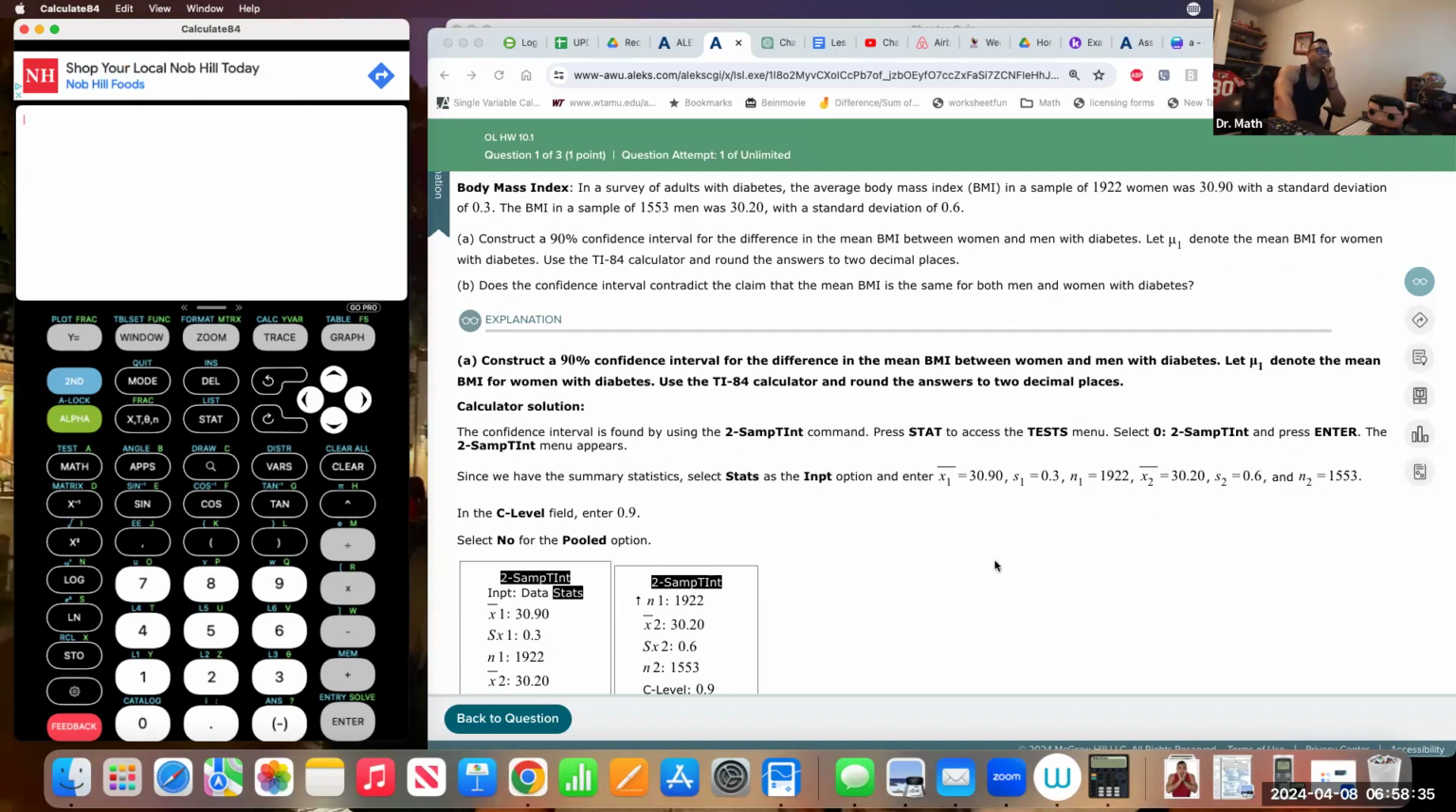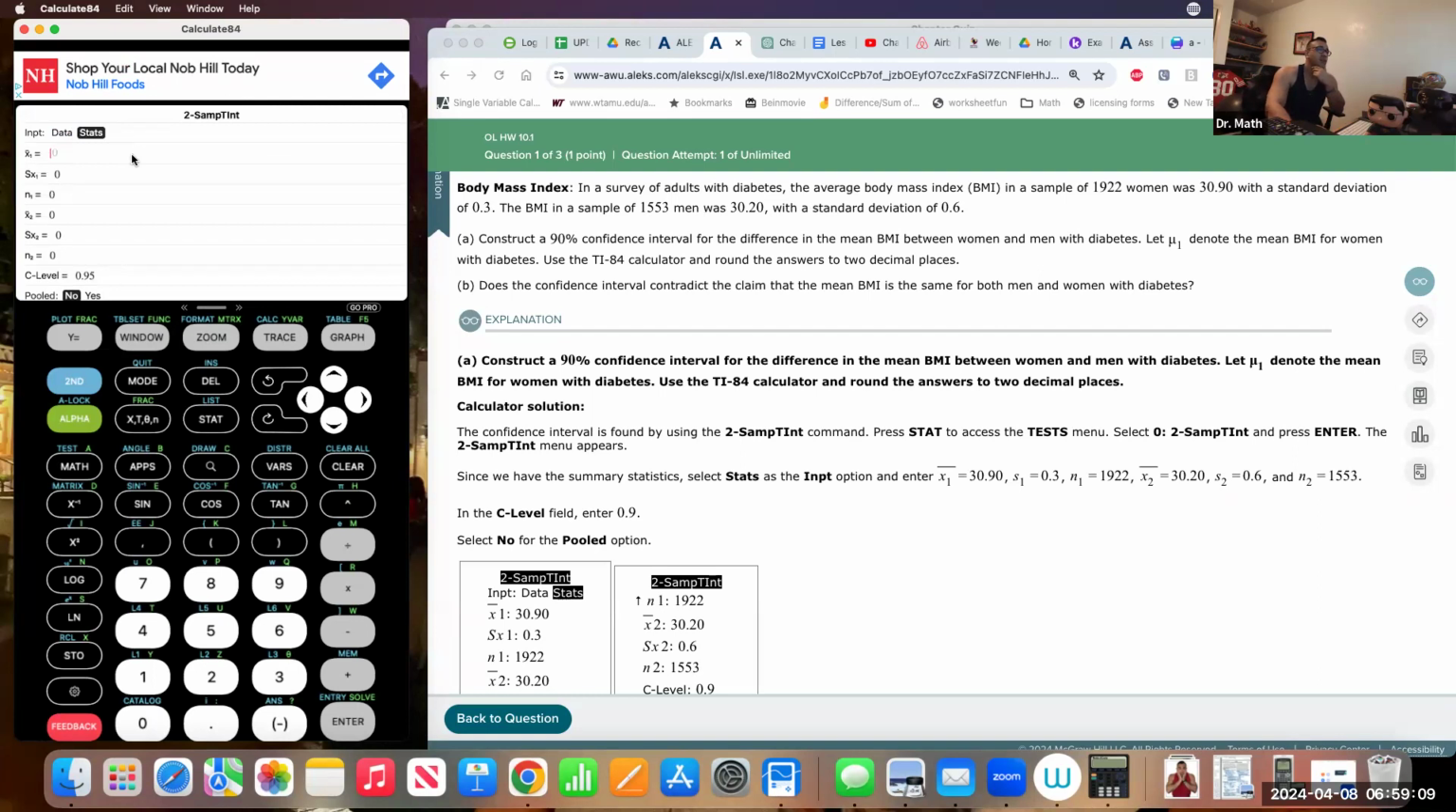Okay, so we're going to go to our calculators and hit stat, go over to test, and scroll down to 2-sample. There's Z interval and T interval. We're going to go to T interval. All right, notice they give us the sample standard deviation. You can either use data or stats. Here, we're going to use stats because they provide us with the statistics. All right, so let's plug things in.